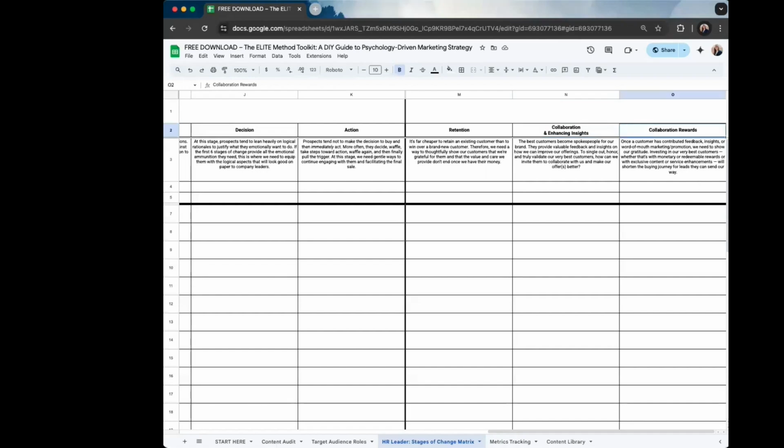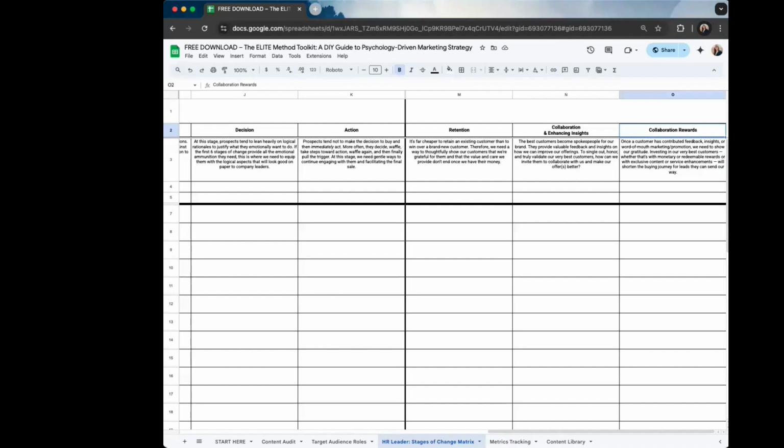And finally, under collaboration rewards, once a customer has contributed feedback, insights, or word of mouth marketing or promotion, you need to show them your gratitude. Investing in your very best customers, whether that's with monetary or redeemable rewards, or with exclusive content or service enhancements, will shorten the buying journey for leads that they send your way.